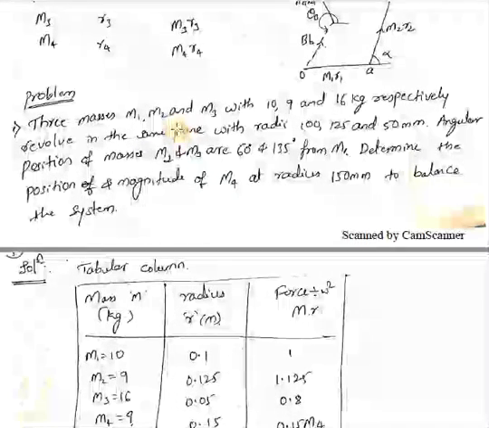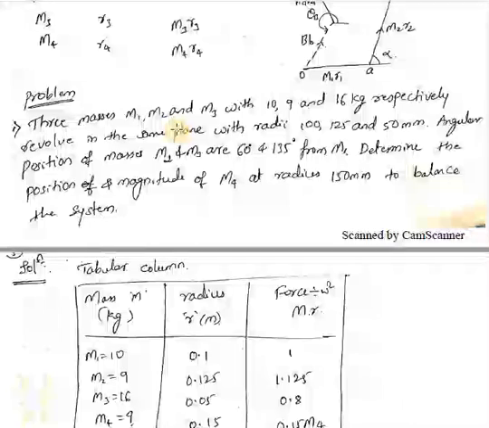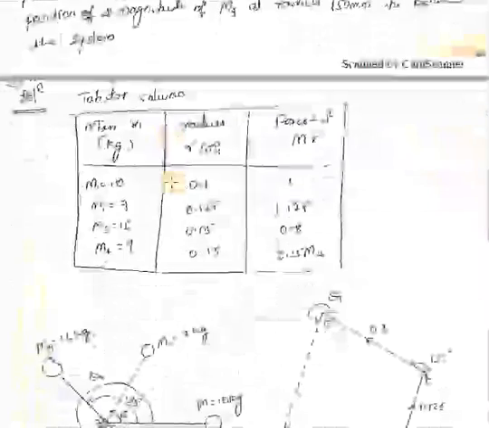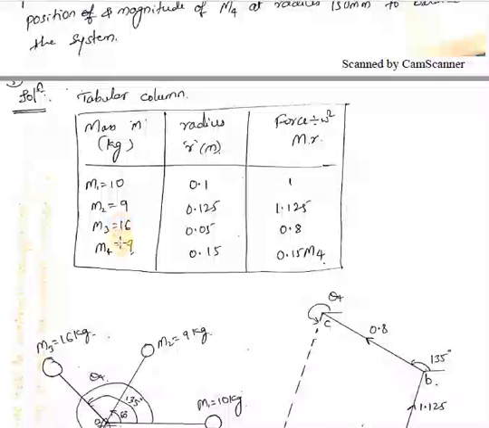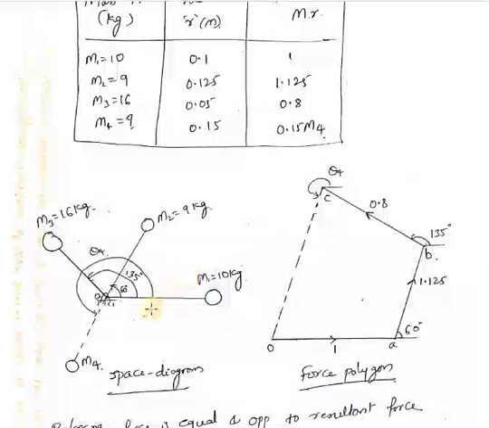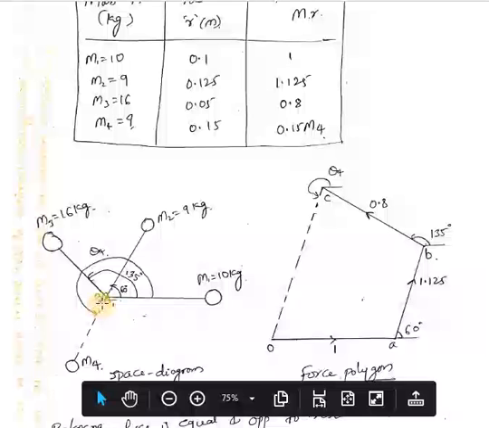So here you are going to calculate M4, and he has given R4 also. So first you need to construct this tabular column. You know three masses, M4 is unknown, which you need to calculate. You know radii, write those radii in terms of meter and calculate the force. This is the force. After that you need to construct this force polygon, space diagram.